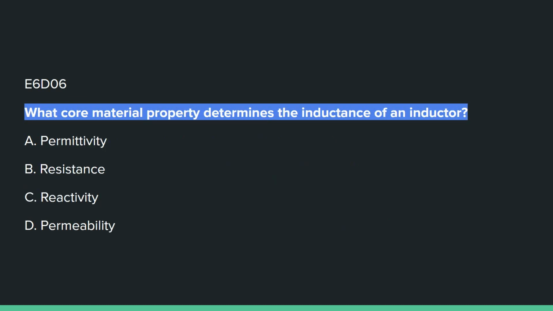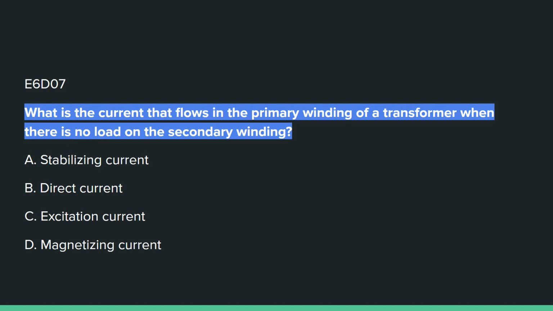E6D06, what core material property determines the inductance of an inductor? D. Permeability. E6D07, what is the current that flows in the primary winding of a transformer when there is no load on the secondary winding? D. Magnetizing current.